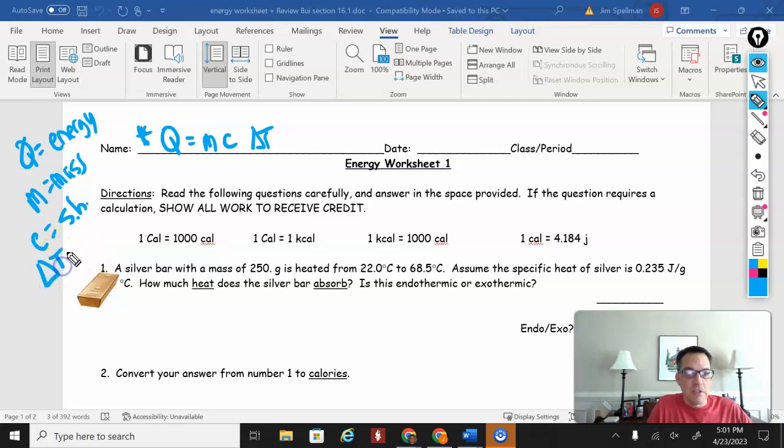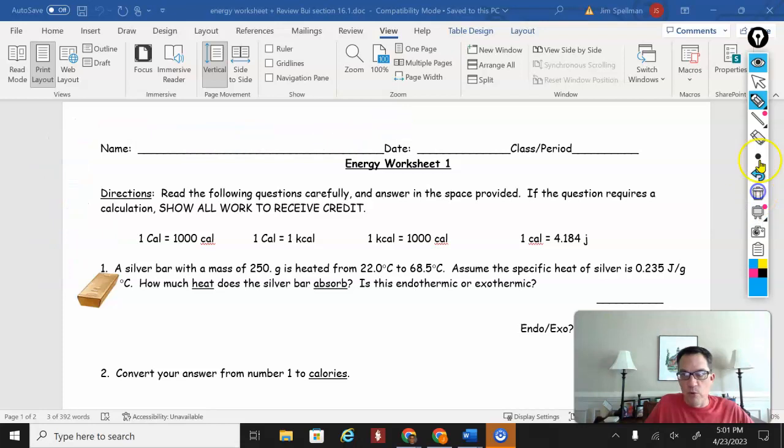And delta T is a change in temperature. So when we get a change in temperature, what we're doing with delta T is we're looking at the final temperature, and we need to subtract the initial or the beginning temperature from that. So in this sheet, I'm not going to work out every single problem. I'm just going to make sure that it's set up properly for you and identify everything that we need on here.